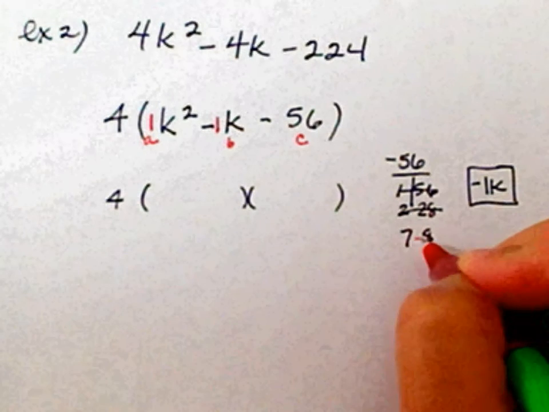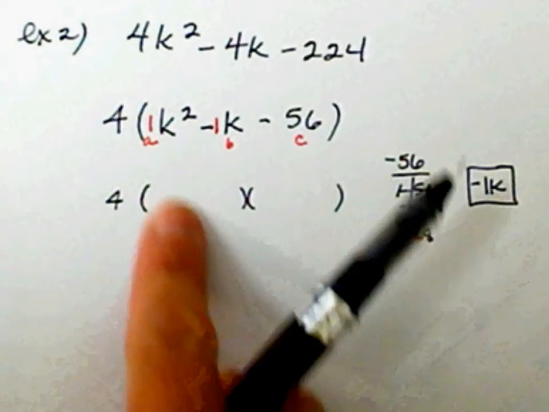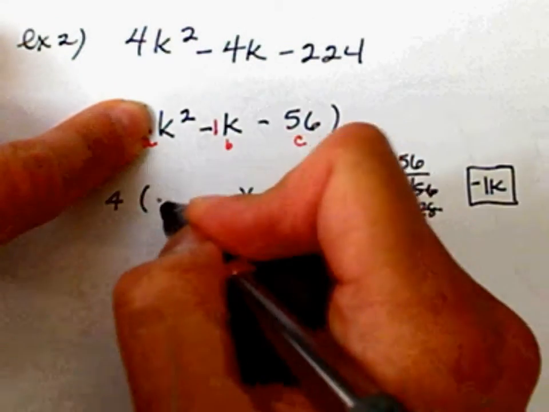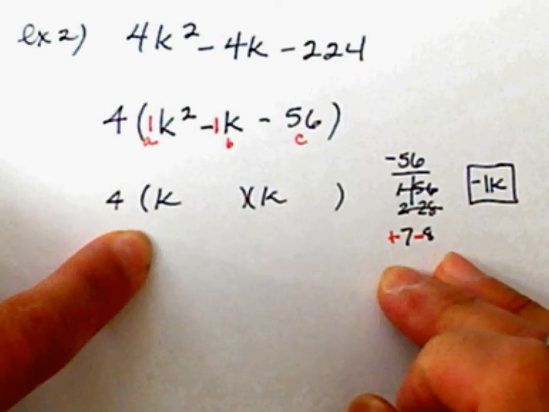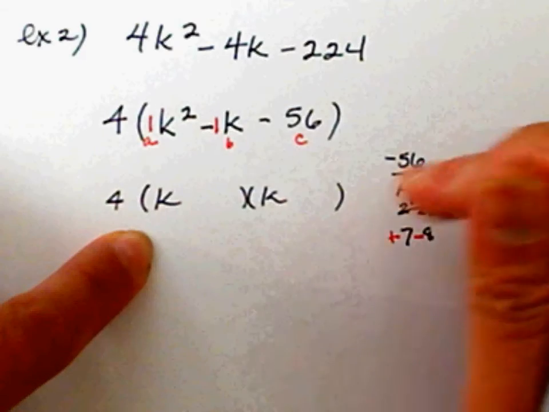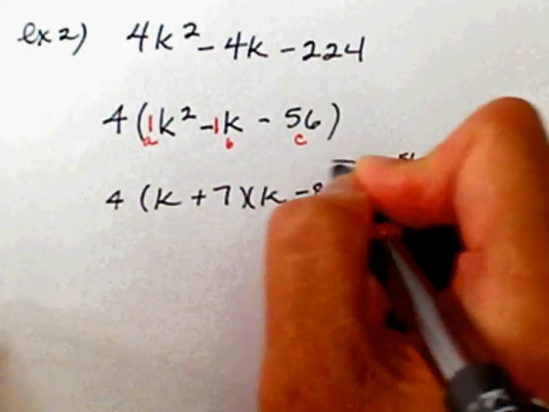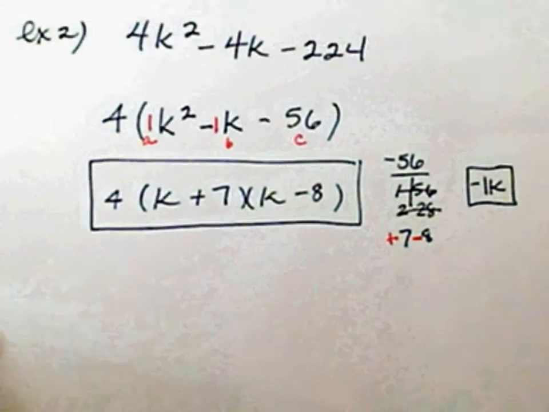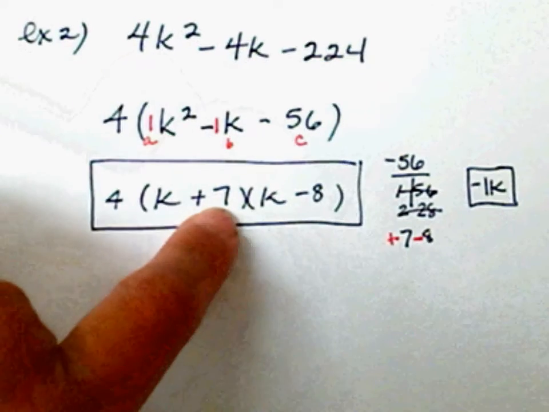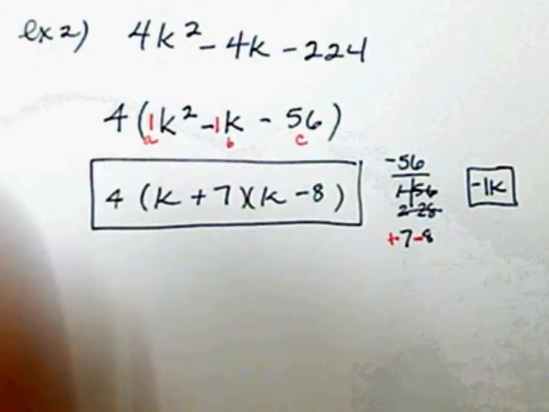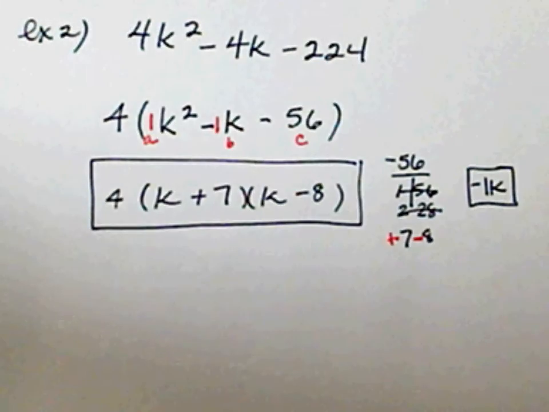Well, negative 8 and positive 7, okay? You can use that to help you here. What are some factors of k squared? K and k. What two numbers multiply to give you negative 56? Positive 7, negative 8. And there's your solution. 4 times k is 4k squared. And positive 7 times negative 8 is negative 56. Going to go 4 times 7 times negative 8, which is negative 224. Example 2.